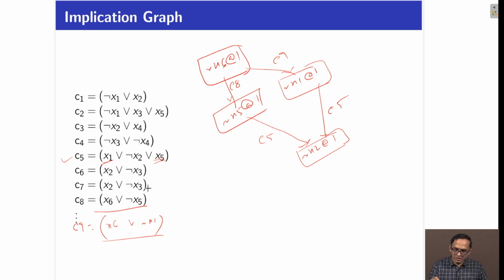So, now this will lead to another BCP through C6. In C6 you have x2 or not x3. So, not x2 is true. So, that means this is false. So, it is saying the not of x3 at the decision level 1, right. And similarly, this also from C7, now I will get a conflict.